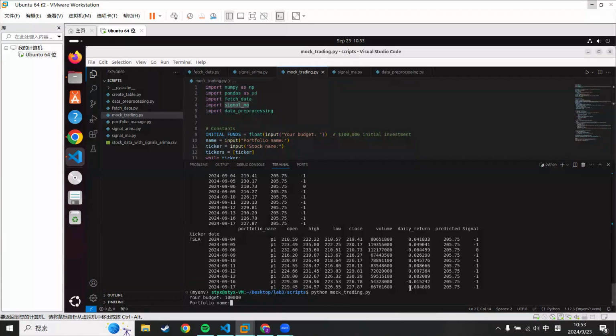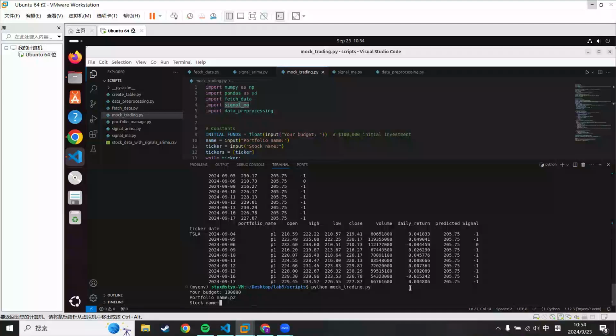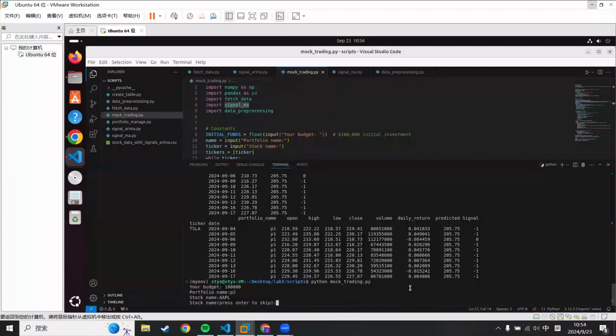We use our fetch Python file we developed in part one. So we just use P2, and the same for stock name. We can give several stocks and store the information in our database belonging to our portfolio. In this situation, it's just P2. So for example, just give some stocks.